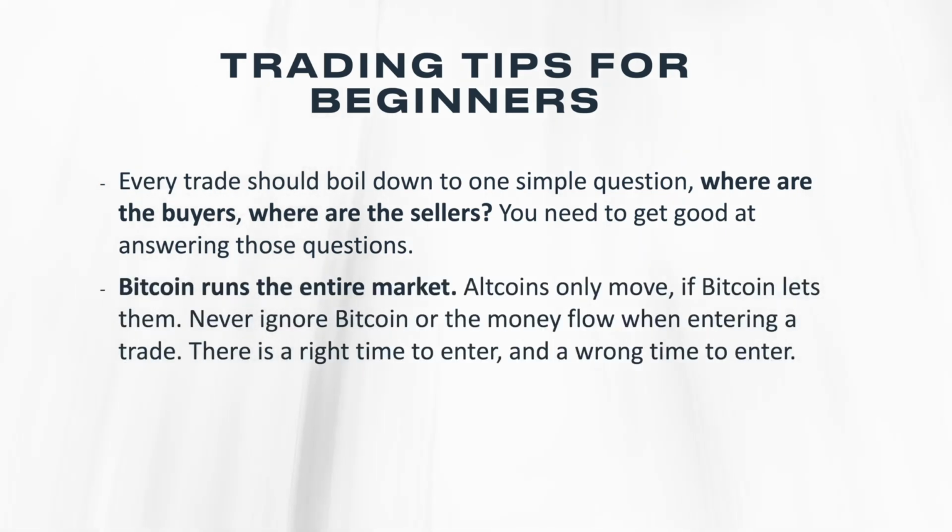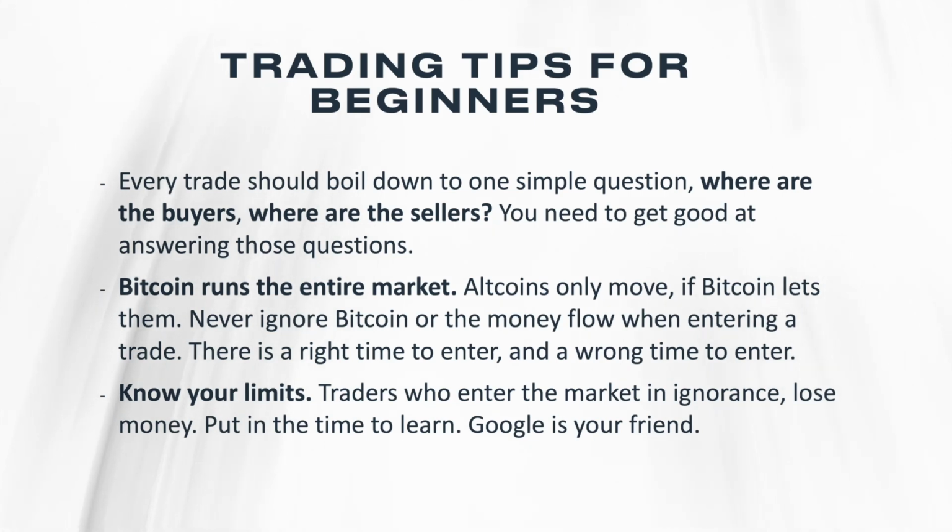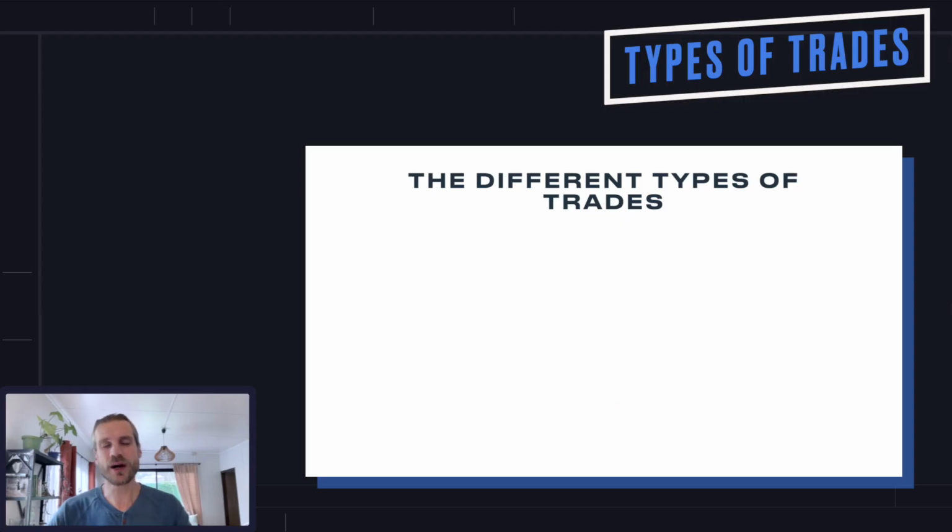Tip number two, Bitcoin runs this entire market. Altcoins will only move if Bitcoin lets them. Never ignore Bitcoin or the money flow when entering a trade. There is a right time to enter and a wrong time to enter. Tip three, know your limits. Traders who enter the market in ignorance lose money. Put in the time to learn. Google is your friend. Now, there are different types of trades to consider, and let's briefly go through them.